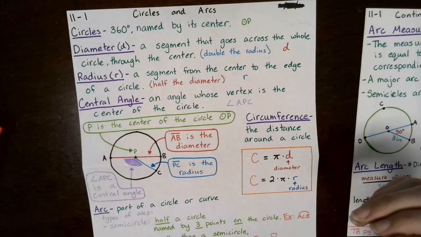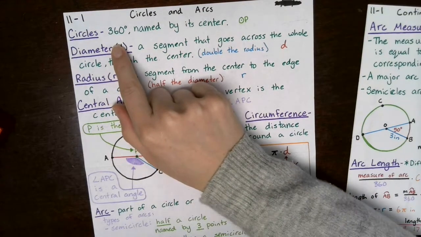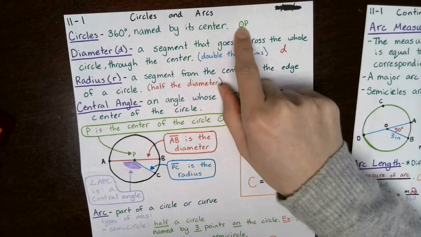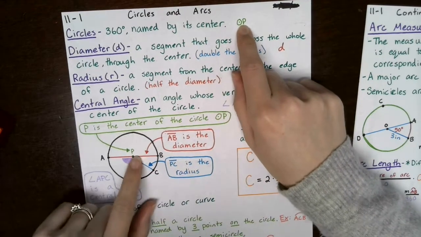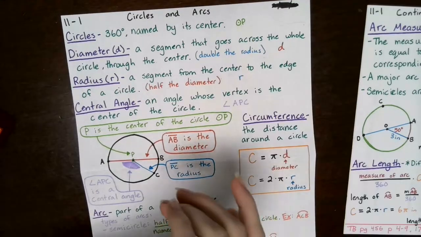So to start off, we have circles are 360 degrees, and they are named by their center. So we would do a little circle with a dot, so that way it doesn't look like an O, and we would name it circle P because the center is P. So that's what I could name this circle right here.